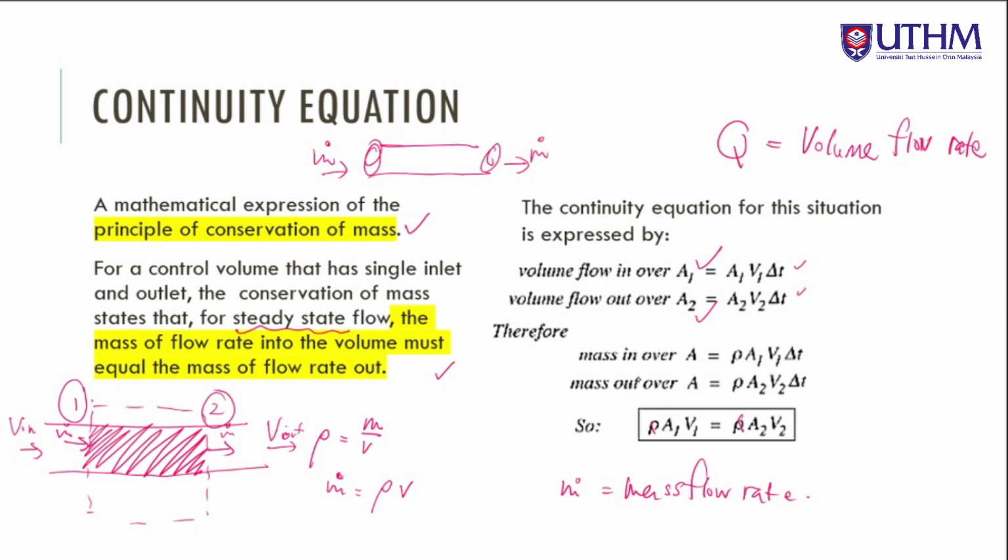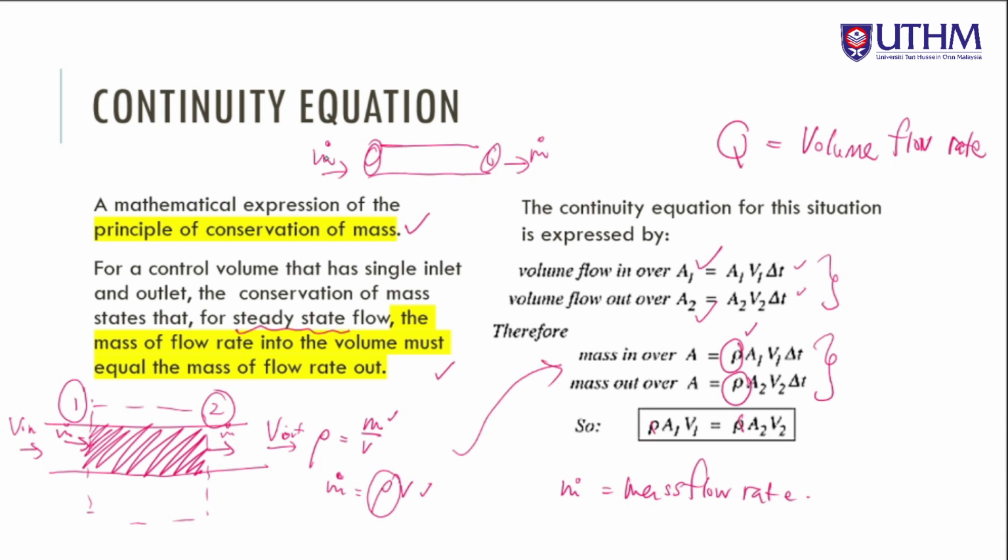Okay, so for those yang related to mass, kita ada additional terms here, which is the density that we need to apply. Okay, so the difference between the volume flow rate and the mass flow rate is this density. Okay, so samalah konsep dia. Kita tahu mass equals to density times volume. So in order to get mass, kita kena darabkan density ke atas volume. Senang kan nak tengok perbezaan dia kat sini.